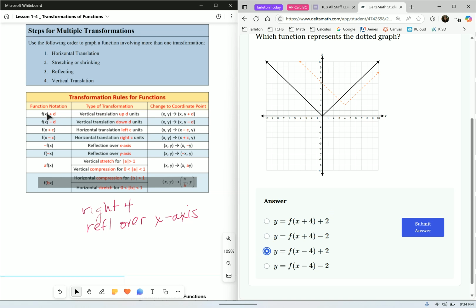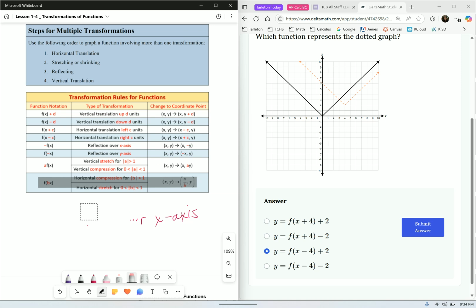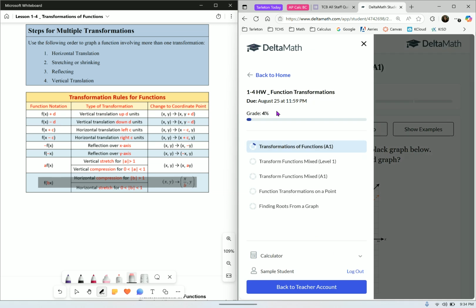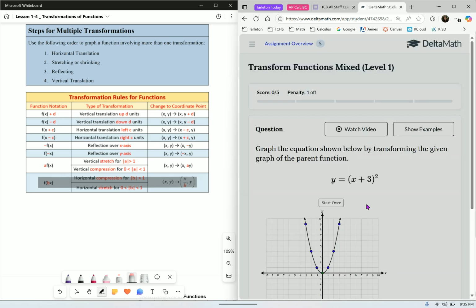And so use this notation here to help you if you need it. All right, and the more you practice, your goal is to not look at this table. So that's how you will do the first section. Let's go to the second section.